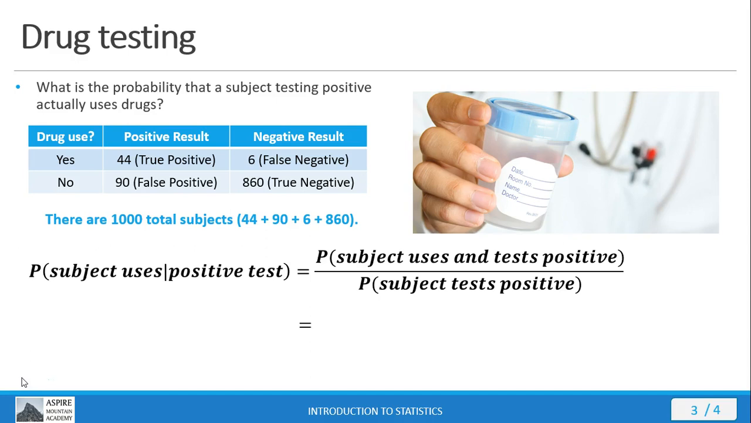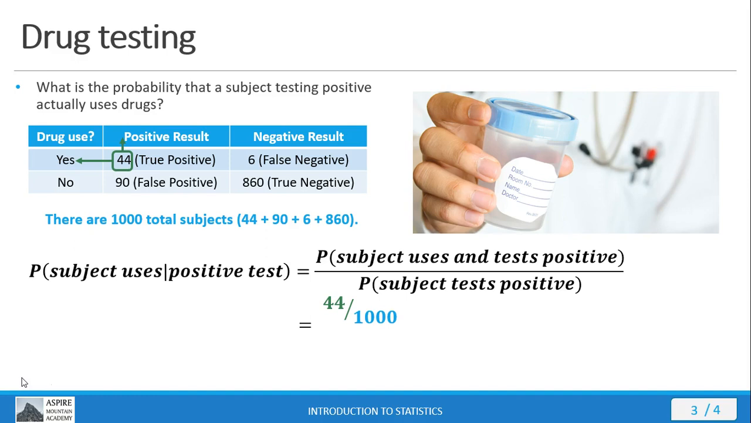First up, we've got the probability that the subject uses and tests positive. This is going to be 44 over 1,000, the part over the whole. The part is 44. Where does that come from? That comes from our table here. This is the number of people who both use and test positive. So there's my part over the whole, which is 1,000.